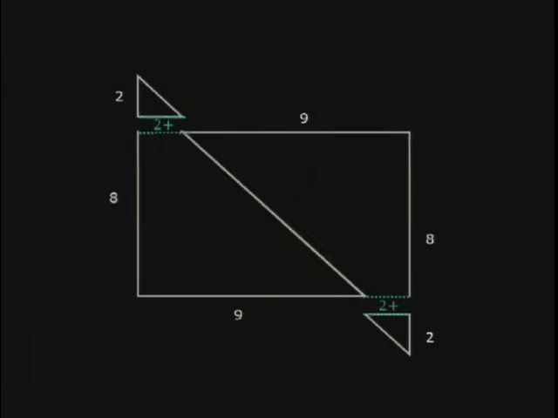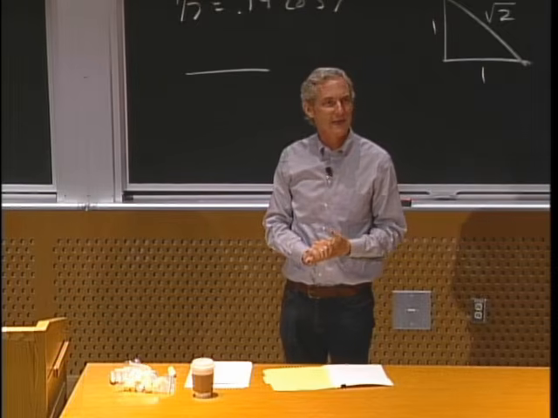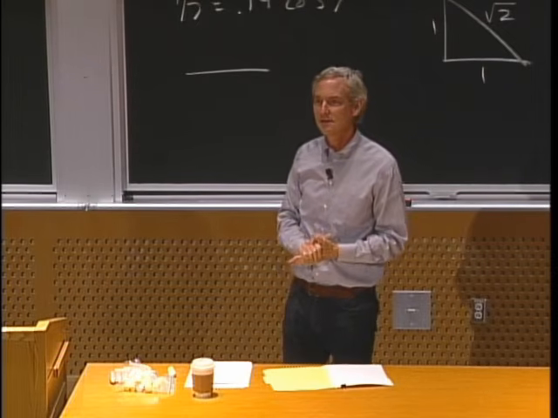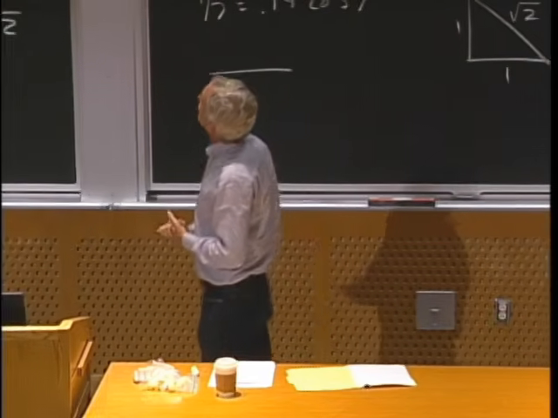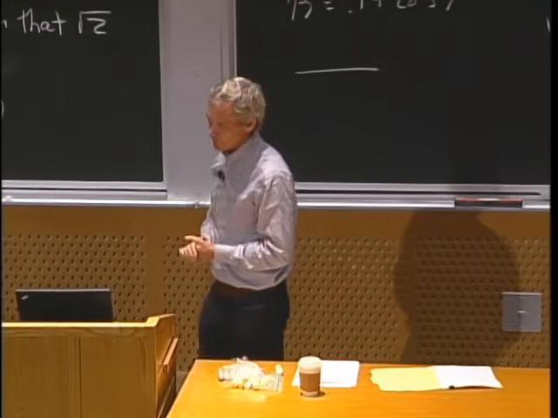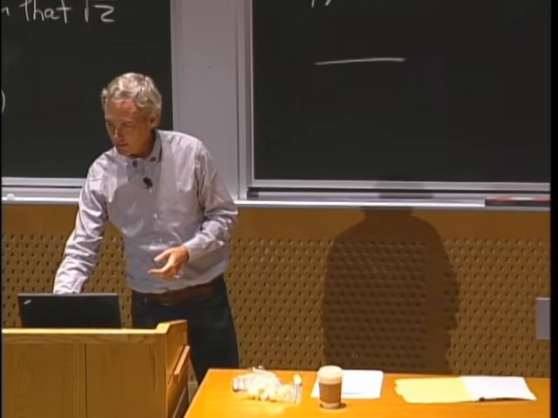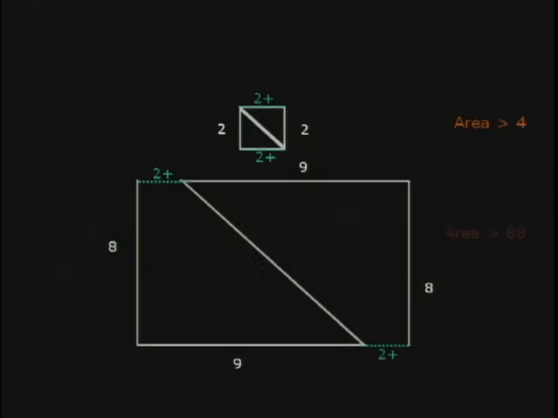Yeah, 2 plus is, well, bigger than 2, but yeah, maybe that should have been a 2 minus. Would that change anything? Yeah, if that had been a 2 minus, then we'd have area less than 4, area less than 88, and then 90 would be less than 92. That would be OK. But it sure looks like the 2 plus is bigger than the 2, doesn't it? I don't know.